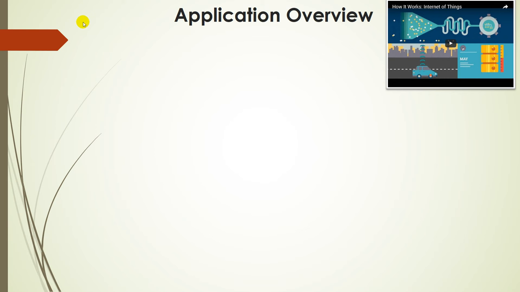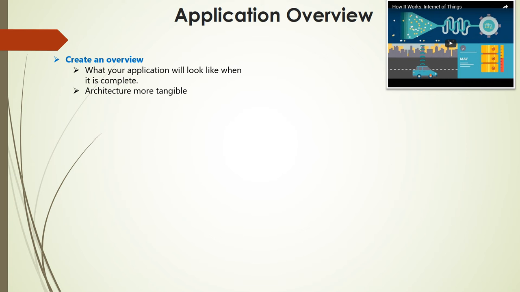Let's start with the application overview. Let's create an overview of what your application will look like when it is complete. This overview serves to make your architecture more tangible, connecting it to the real-world constraints and decisions. An application overview consists of the following activities.